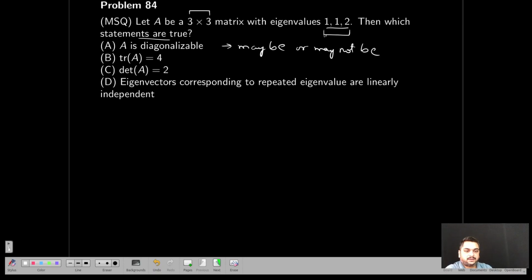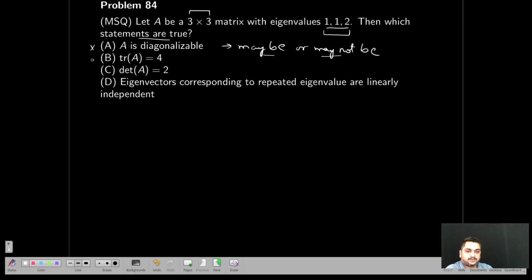Next we'll see one similar example where even if they are not distinct, we may still get A to be diagonalizable. So this is not always true. Maybe or may not be. When they say all eigenvalues, that means the total eigenvalues possible for that matrix. If all are distinct, then definitely it is diagonalizable. If all are not distinct, then it may or may not be diagonalizable. You have to find the eigenvectors for it.